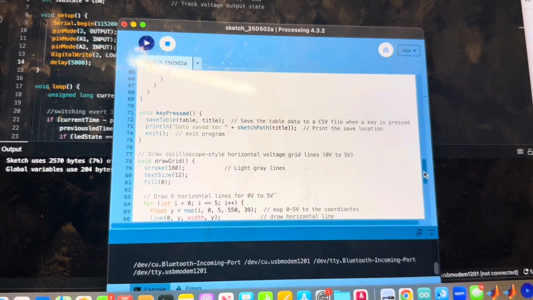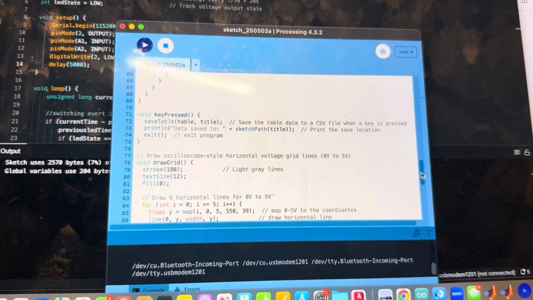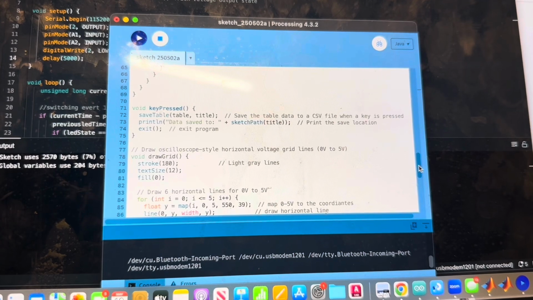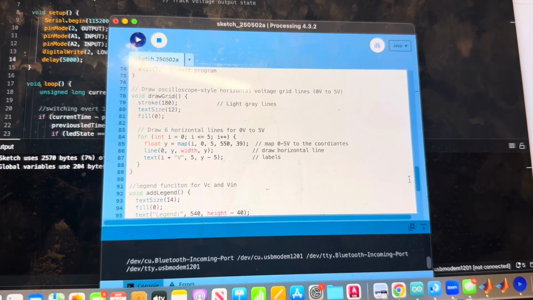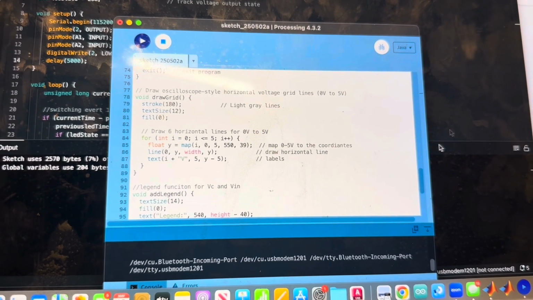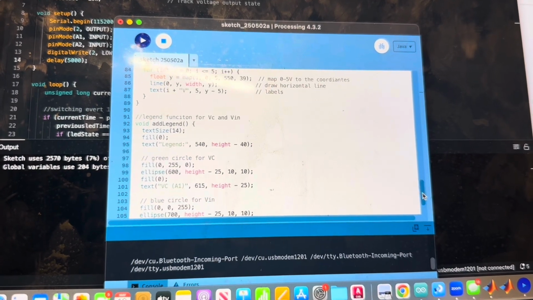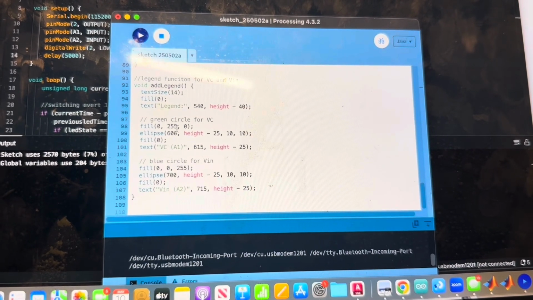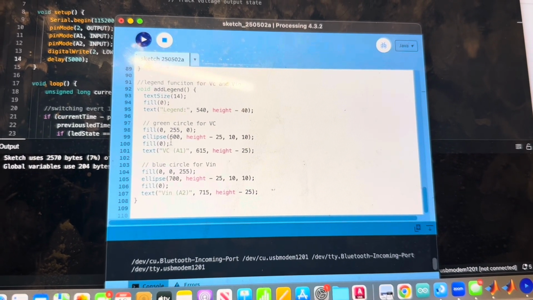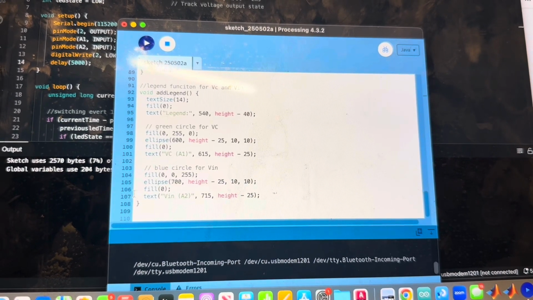So I added a new function called void keyPressed, and this is just to make it easier to save the data into a CSV file whenever a key is pressed. Then using this for loop to draw these 6 horizontal lines for 0 to 5V. Here is the code for my legend with the text right next to it, and it's shown by ellipses.